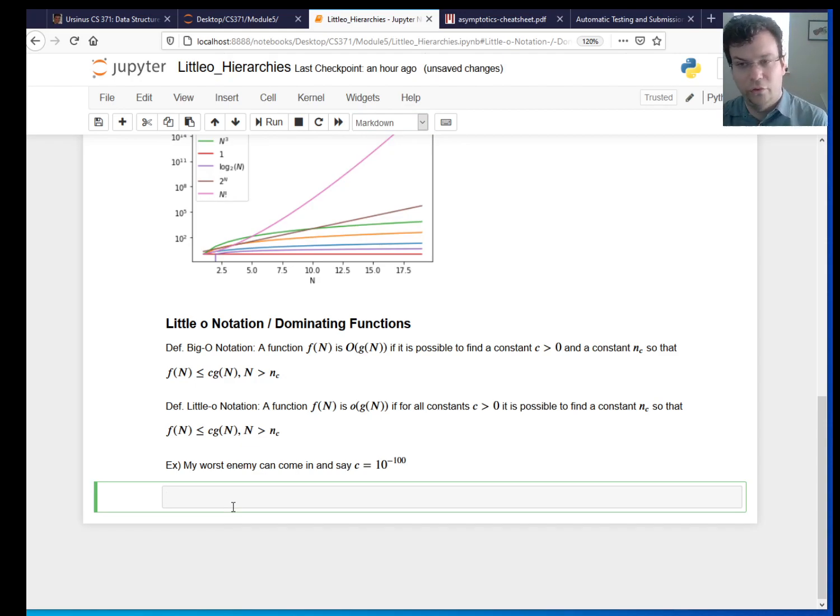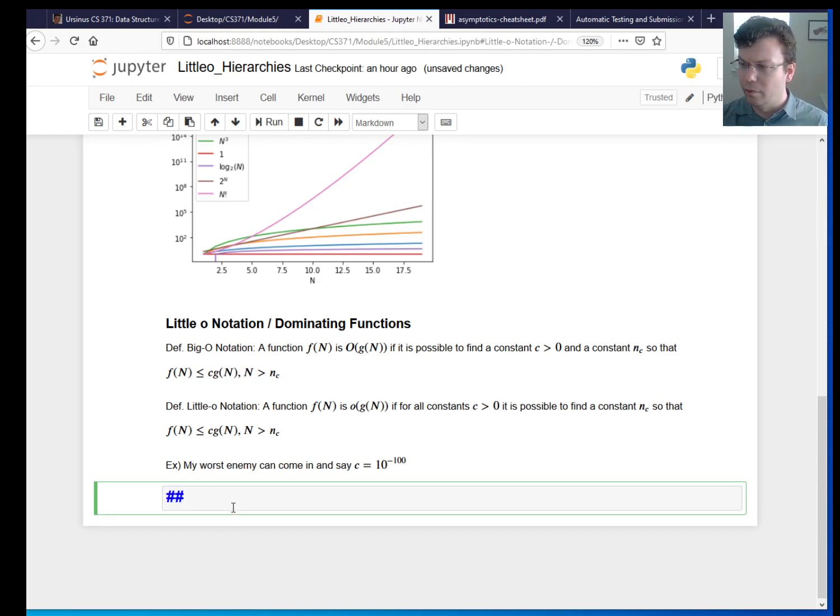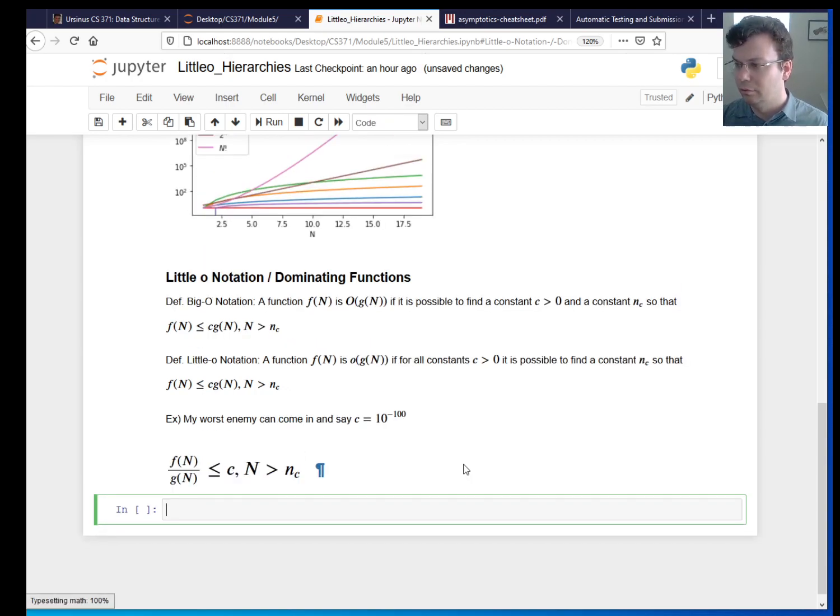Now, we need to introduce slightly fancier machinery for these proofs. I find it's helpful if we rearrange this inequality to say that, well, let me divide both sides of this inequality by g of n. So what this is really saying is the ratio of f of n to g of n needs to be less than or equal to whatever constant I choose when n is beyond a certain range. So that's really what this says.